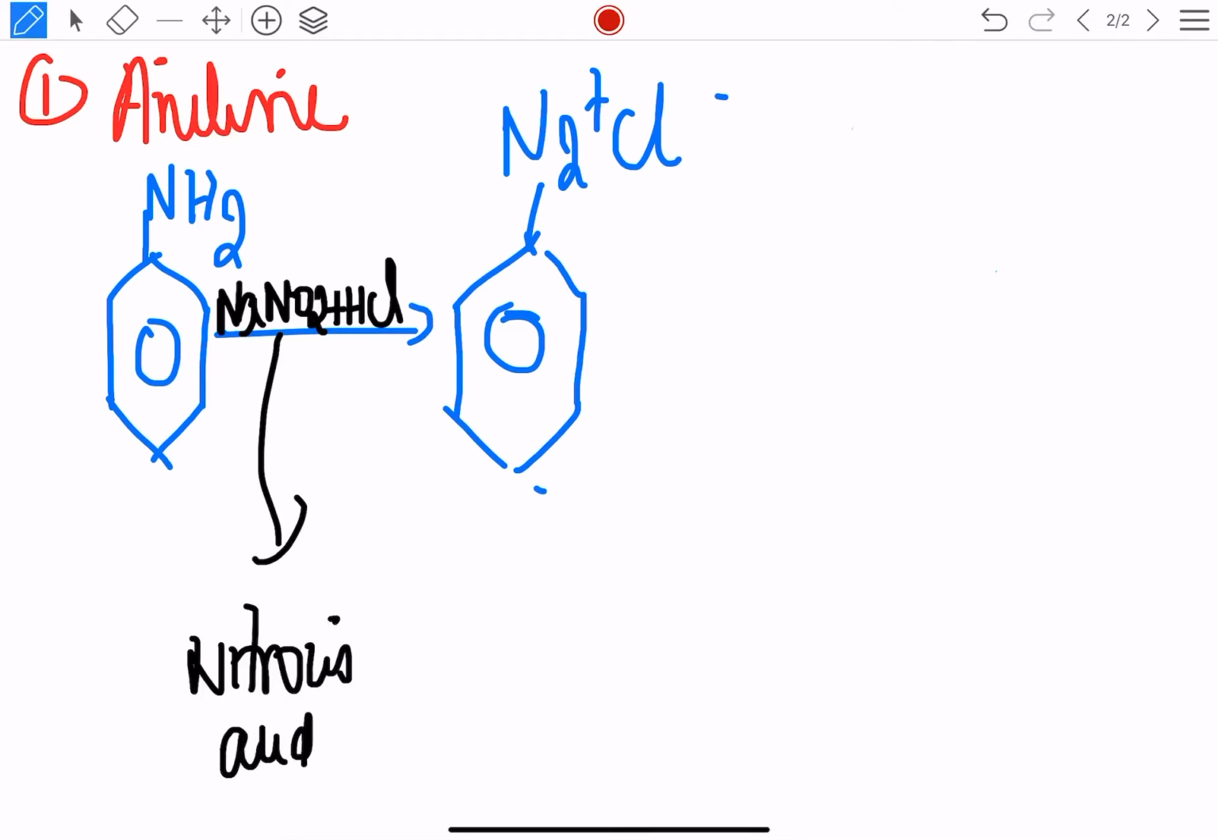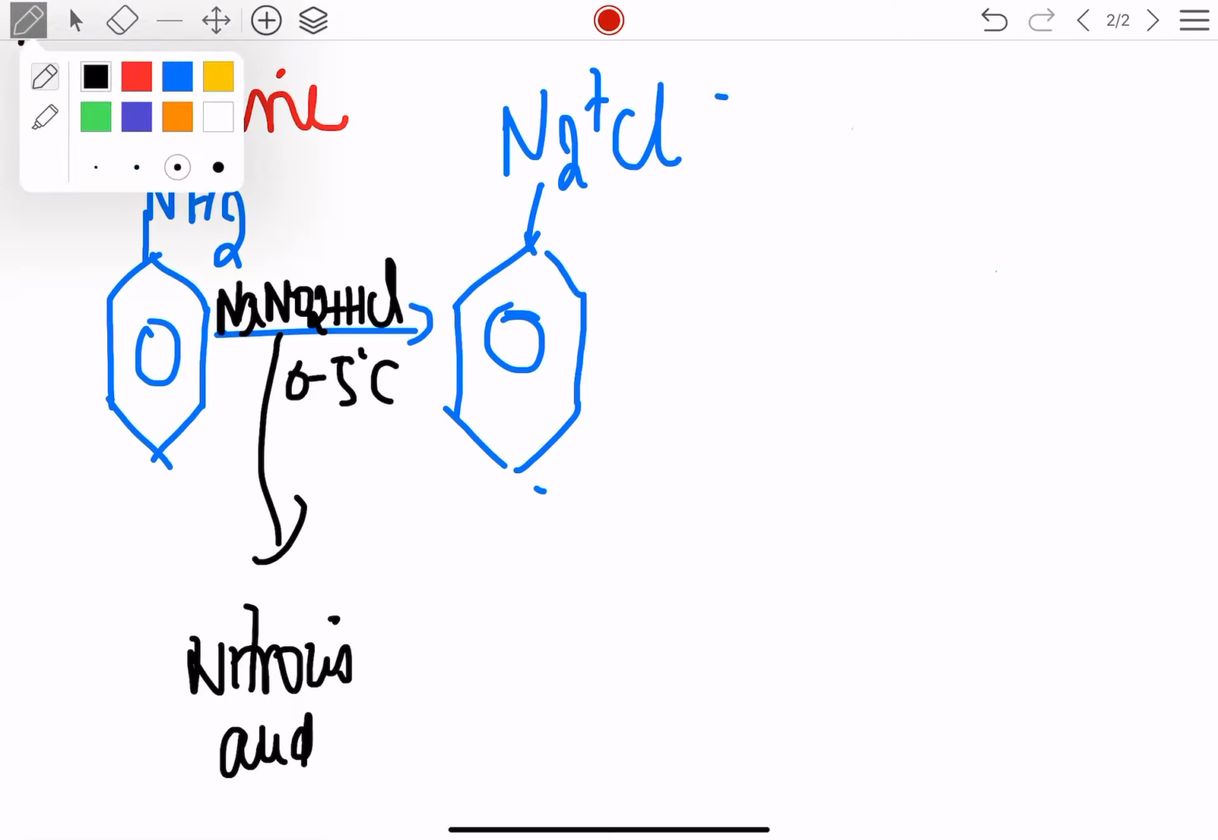Now this requires a special temperature range for forming. In the Celsius scale, that is 0 to 5 degrees Celsius. 273 to 278 Kelvin can also be written. So now our diazonium salt is formed. This is from the diazonium chapter, amines, so you should be knowing this reaction.